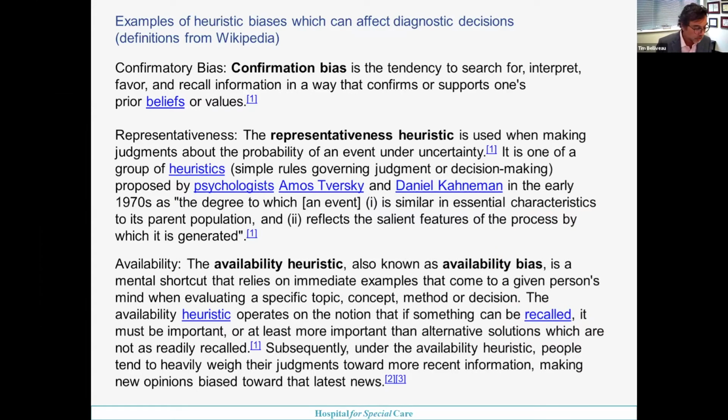So the first one we've already mentioned from Francis Bacon, confirmation bias, and that refers to the tendency to pay attention to information which confirms our, say, initial impression of a diagnosis and perhaps overlook other information that may disagree. Representativeness heuristic refers to making judgments about the probability of an event based on whether it's similar to, say, a prototype.